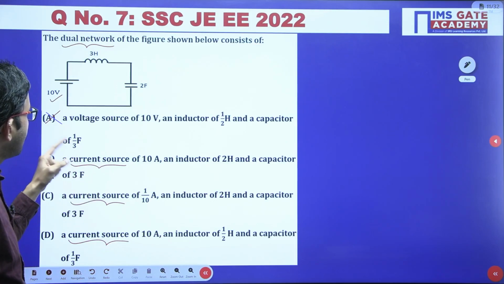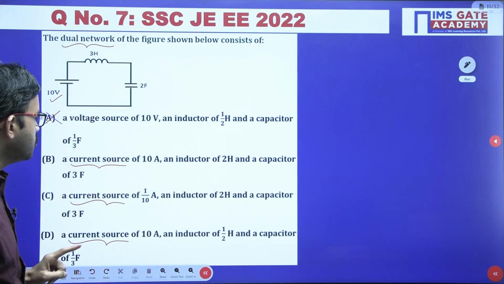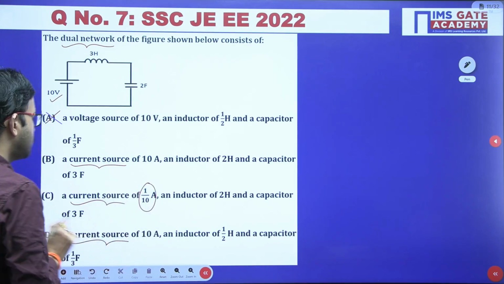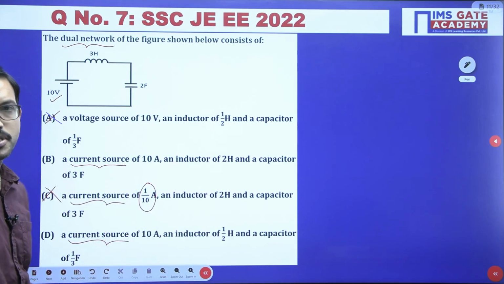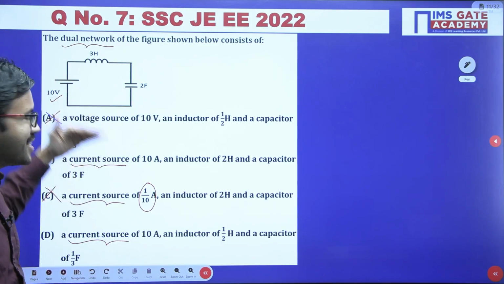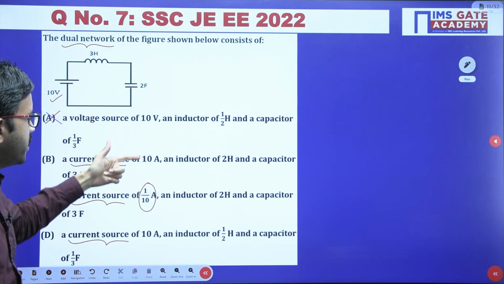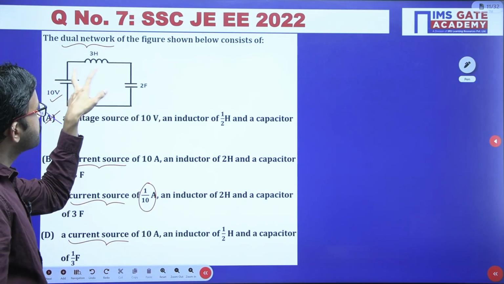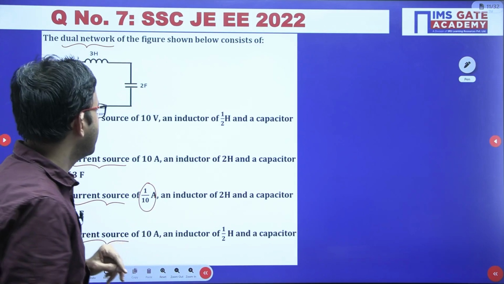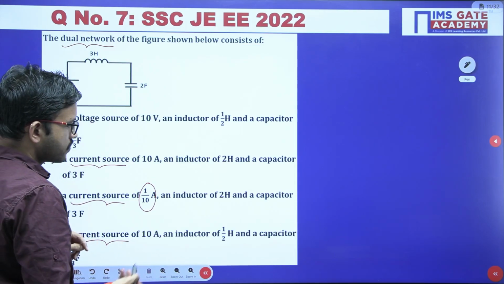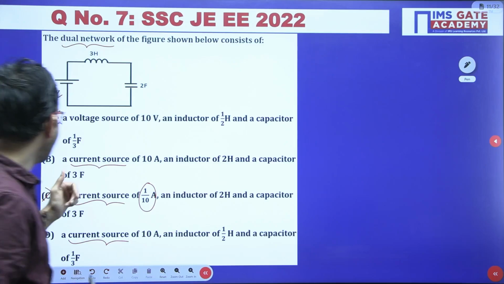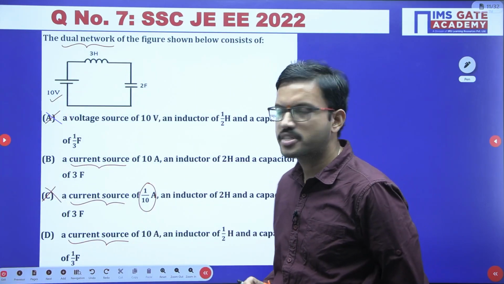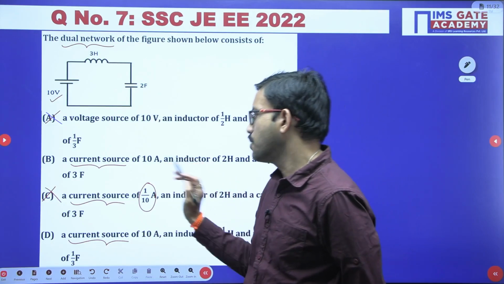In option B you are having the same value 10, in option D also same value 10, but in option C you are having 1 by 10. So that means we can eliminate even option C also. Voltage source dual is current source because you are having 10 volt, here you are getting 10 ampere. Now you are having inductor, inductor dual is capacitor, right? After you have eliminated A and C, only 2 choices are there, option B and option D.